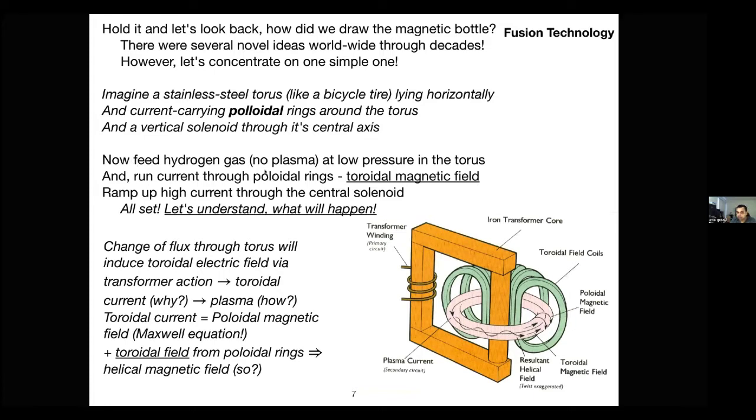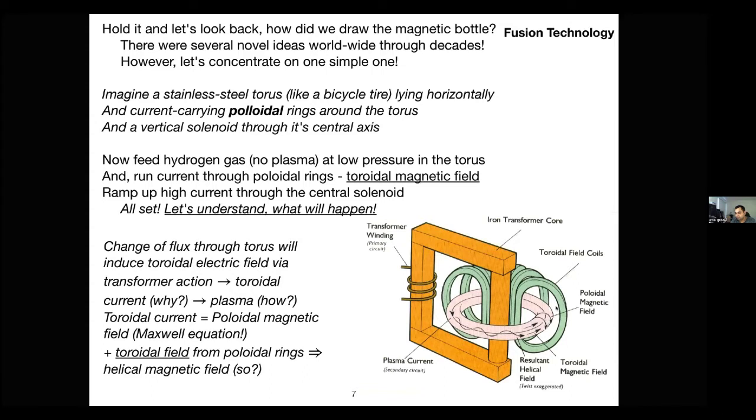Let's feed hydrogen gas, no plasma, into this torus at low pressure. So in this torus, you feed hydrogen gas and run current through poloidal rings. So these are the poloidal rings. Run current through this. What will this current do? This current through the poloidal rings will create a toroidal magnetic field, right?